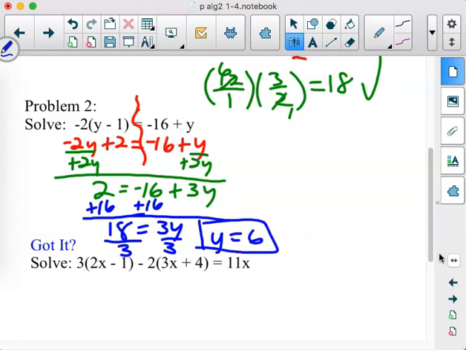Checkable? Absolutely. You put the 6 in and you follow the order of operations and make sure it's going to work. So up here, if we put the 6 in, 6 minus 1 is 5. -2 times 5 would be -10. And if we put the 6 in here, -16 plus 6, -10. It works, so we've got it.